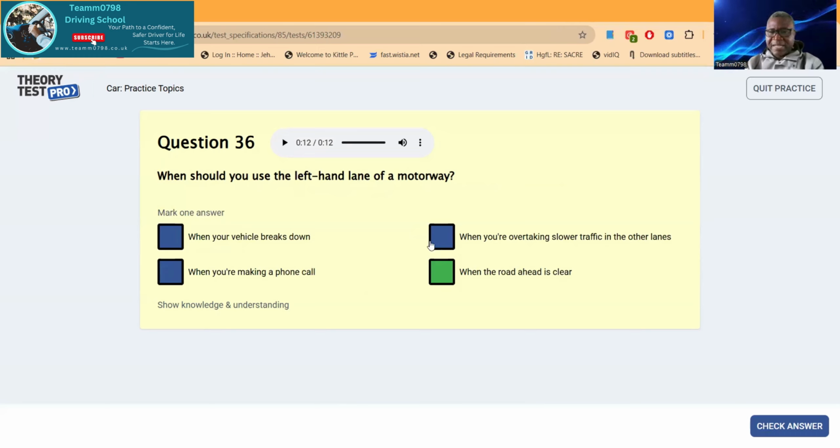When your vehicle breaks down, you use the hard shoulder. When you are overtaking slower traffic in the other lanes, you overtake on the right-hand side. Okay, then you move back into the left. When you are making a phone call, no, you stop when it's safe to do so, and then you can answer. Okay, the correct answer is when the road is clear. Okay.